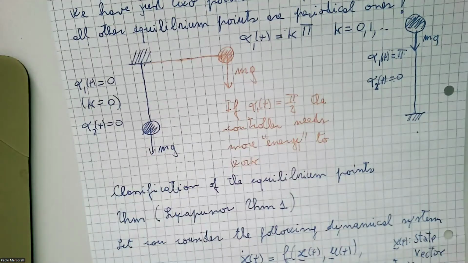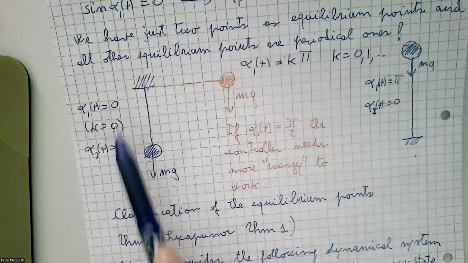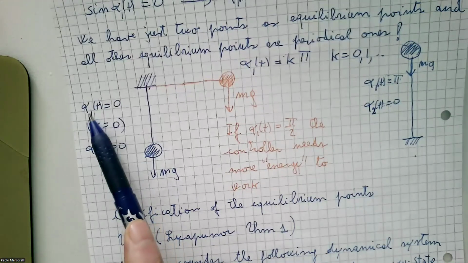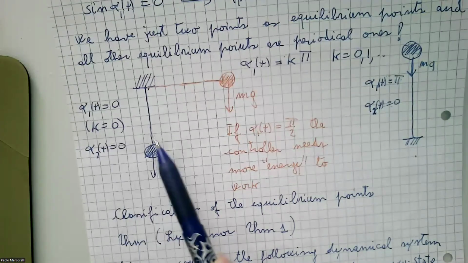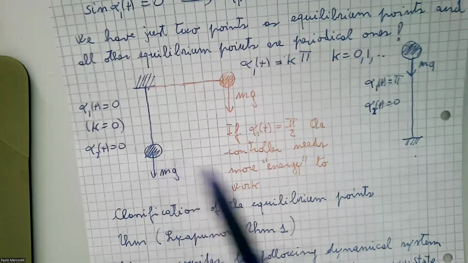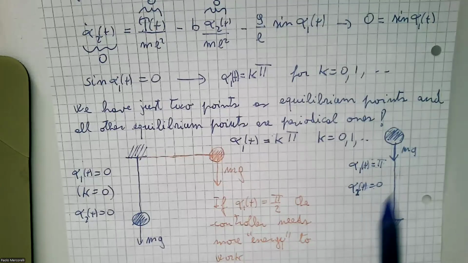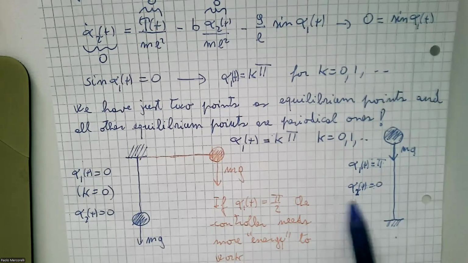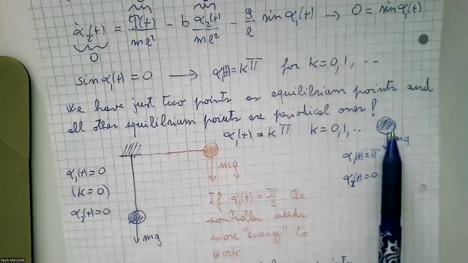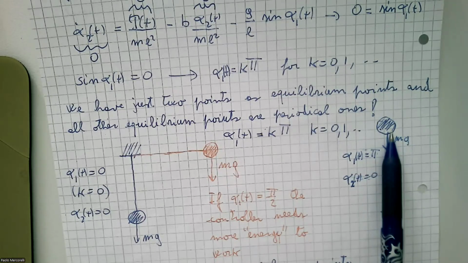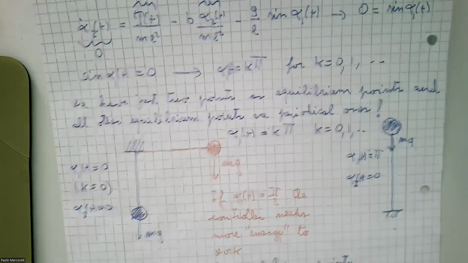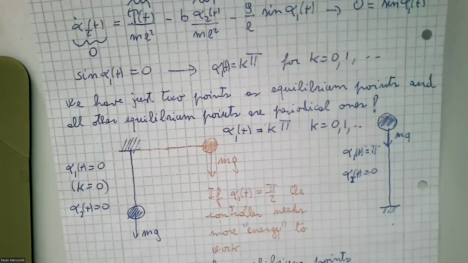Until now, we localized, or we identified, I would like to say, two equilibrium points characterized by these two values of the state: alpha 1 equals 0, alpha 2 equals 0, practically position down, and alpha 1 equal pi, and alpha 2 equal 0, position up. It's intuitive, no? In accordance with the notation, in accordance with the initialization, in accordance with the orientation, excuse me.